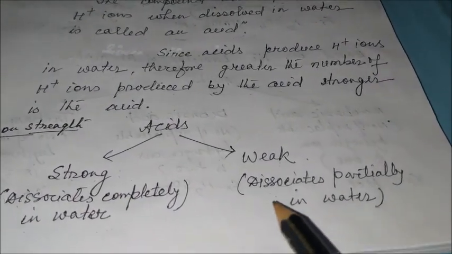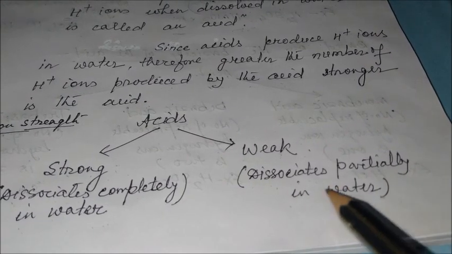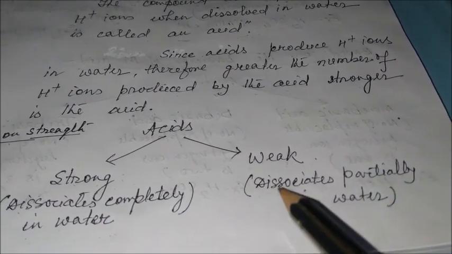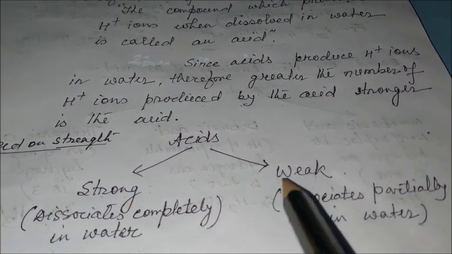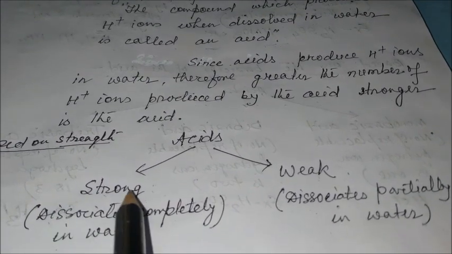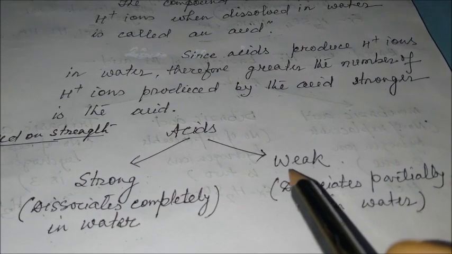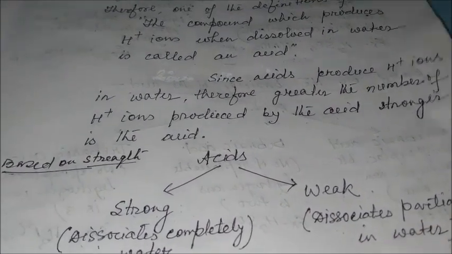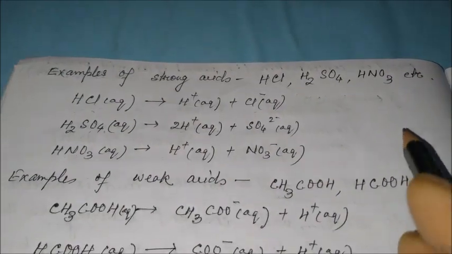Whereas in case of weak acid, the acid dissociates partially in water and as a result lesser number of H positive ions are produced. So here two types, one is the strong acid, another is the weak acid. The strong acid dissociates completely or almost completely in water, whereas weak acid dissociates partially in water. We can take the example of strong acids and weak acids.